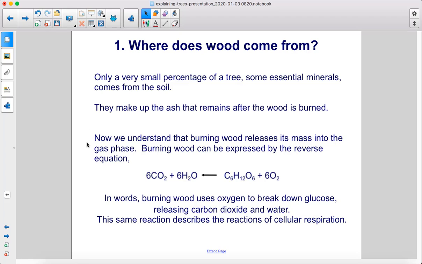Now we understand that burning wood releases its mass into the gas phase. Burning wood can be expressed by this reverse equation. In words, burning wood uses oxygen to break down glucose, releasing carbon dioxide and water. This same reaction describes the reactions of cellular respiration.